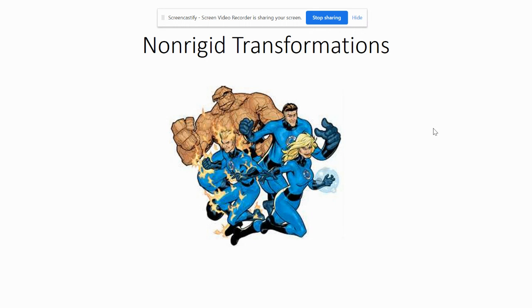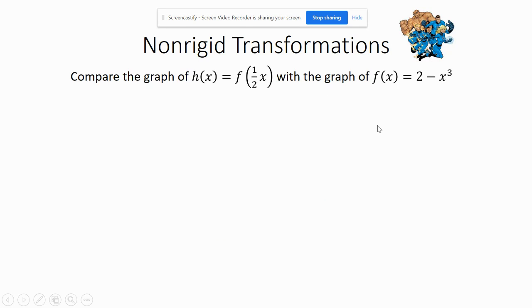I have my picture here of the Fantastic Four because of Reed Richards here, our stretchy guy. That's why I took this picture, because we're going to stretch our function. And what we're going to do here a little different is this. Suppose we compare the graph of h of x to f of 1/2 x.